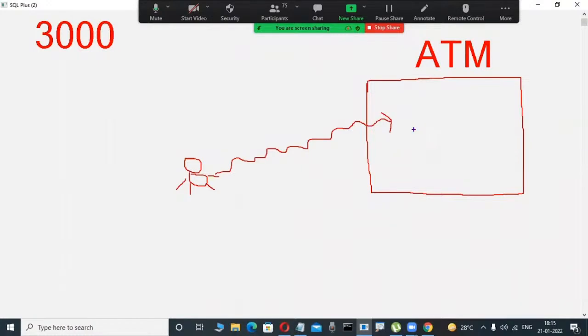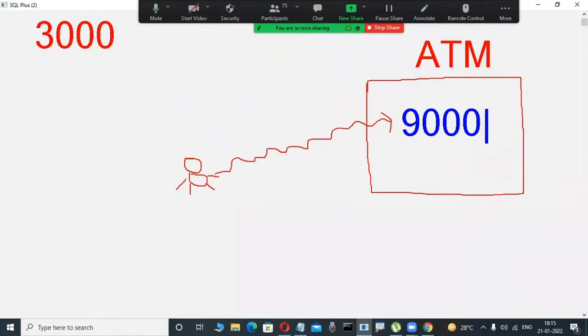Now I decided to withdraw some amount. Okay, fine. But unfortunately, 3,000 is my available balance. Whenever I insert the ATM card, after I enter the amount, it will ask. In that case, unfortunately, I mentally decided to withdraw 9,000 rupees. Now as I try to withdraw 9,000 rupees, will I get 9,000 rupees?